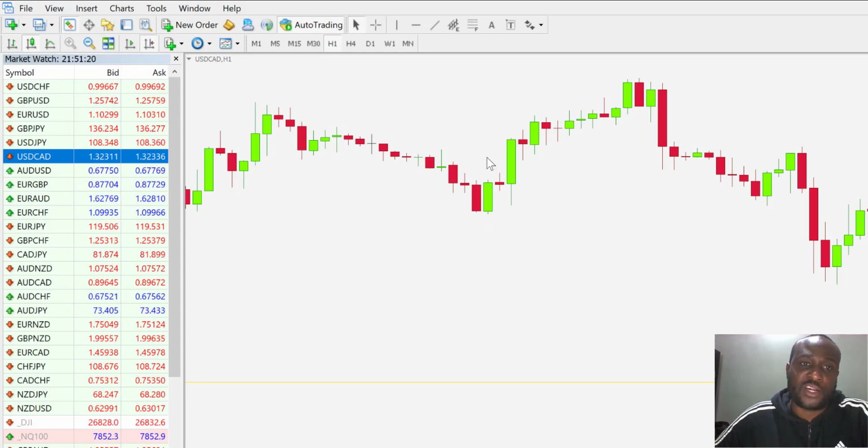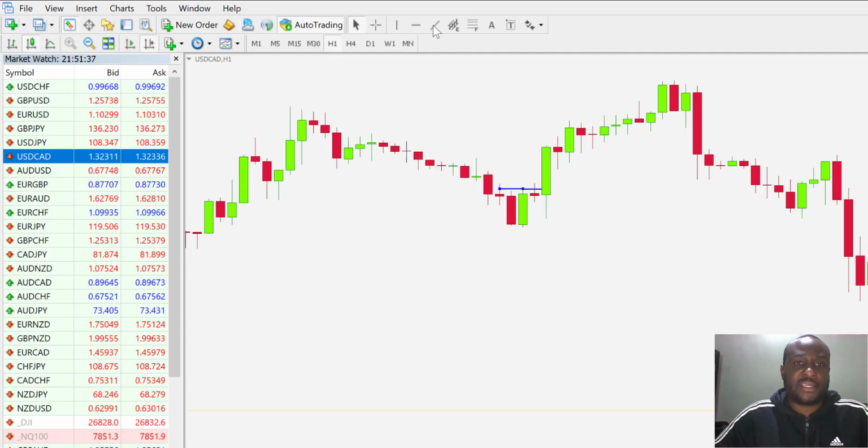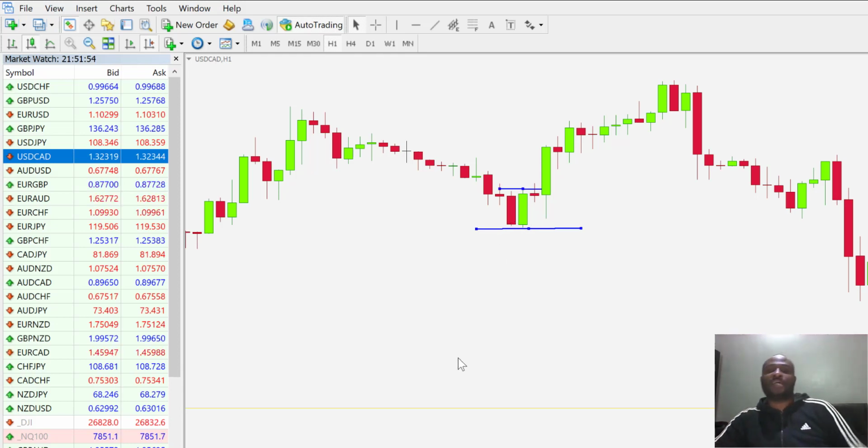So we can see this is a perfect situation, and this is an outside bar because you can see that the high of that candle is higher than the high of this candle, and the low of that candle is also lower than the low of the green candle. The bullish candle is lower than the low of that, and so that's a perfect outside bar.